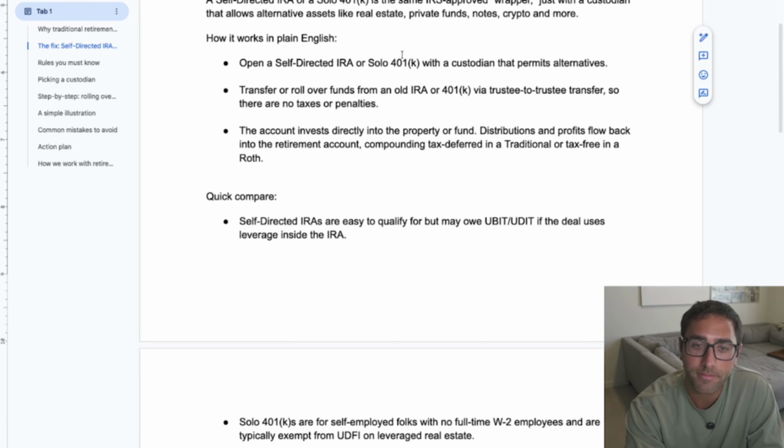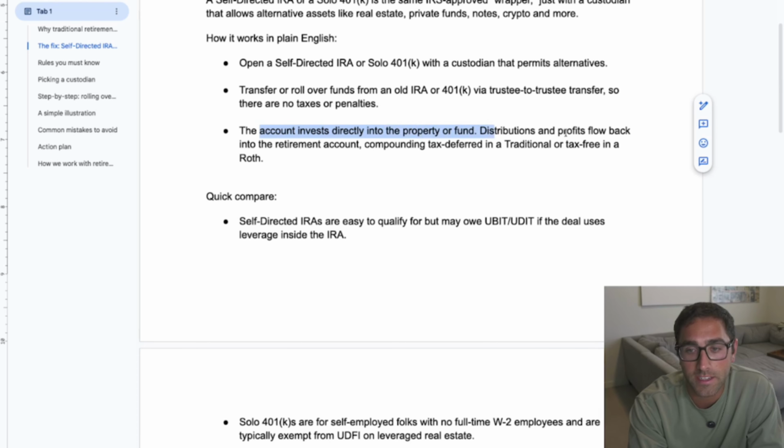Transfer or roll over funds from an old IRA or 401k to this trustee to trustee transfer, so there's no taxes or penalties. So you're going to move the funds from your current account to this new one. Then the account invests directly into a property or a fund. Distributions and profits flow back into the retirement account, compounding tax deferred in a traditional or tax-free Roth.